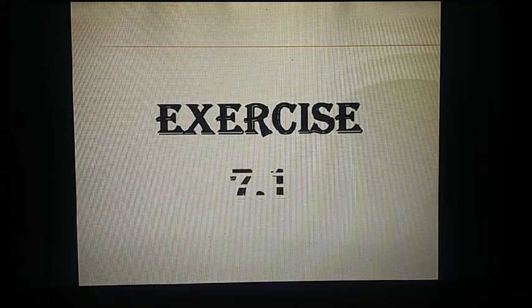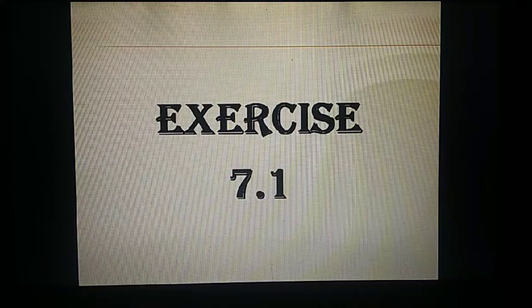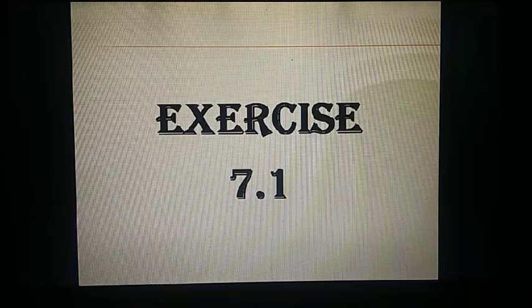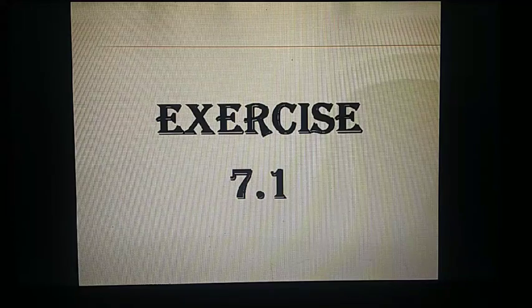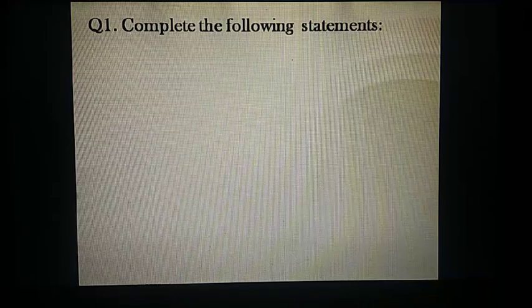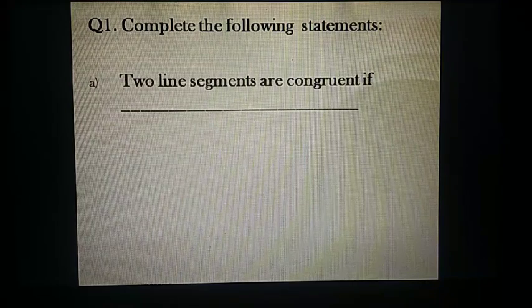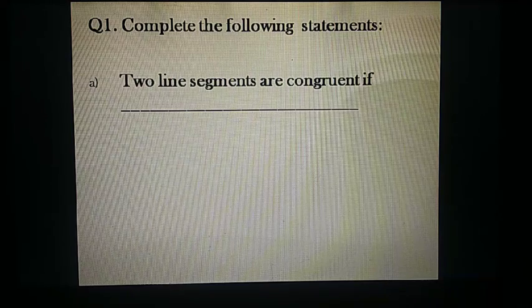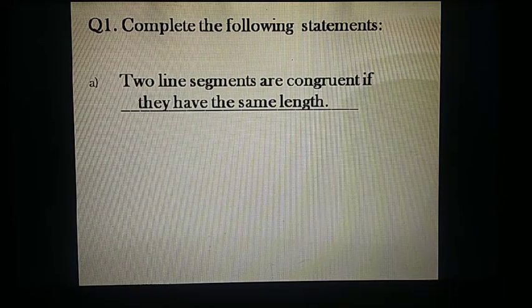Moving to exercise 7.1. Based on the concept explained just now, we are supposed to solve exercise 7.1. Complete the following statements. Two line segments are congruent if, as I just explained to you, they have the same length.